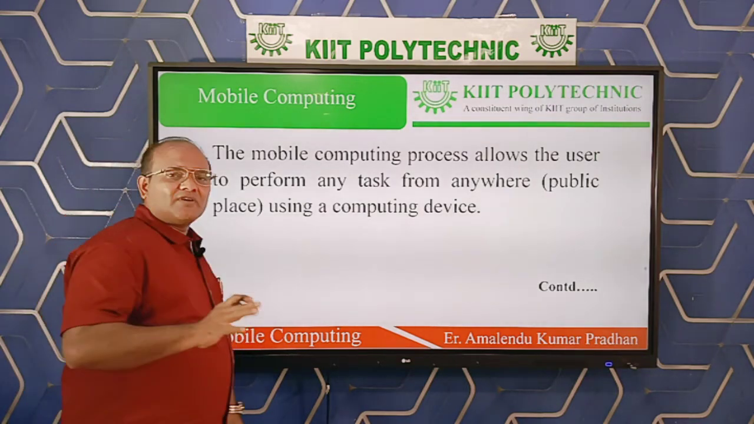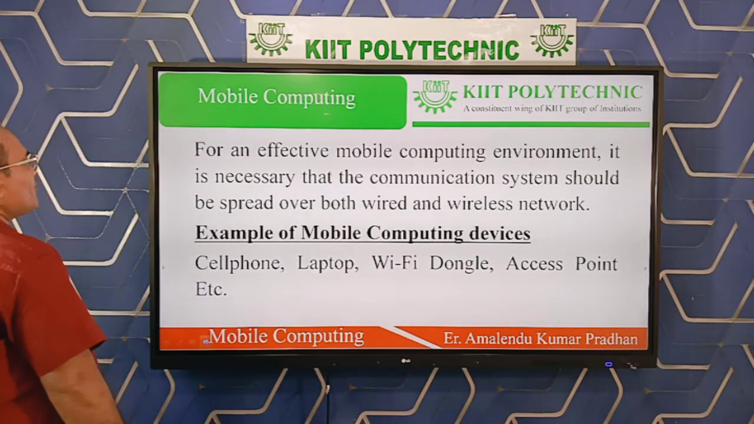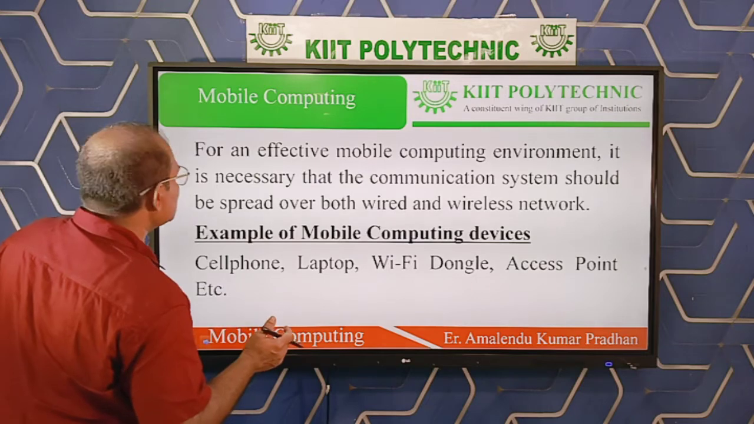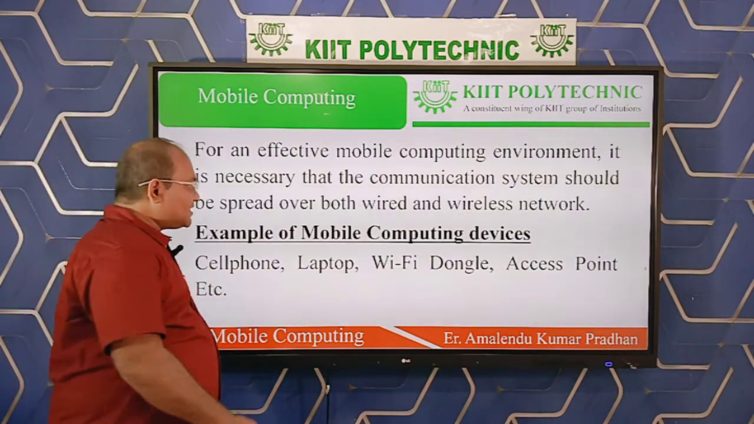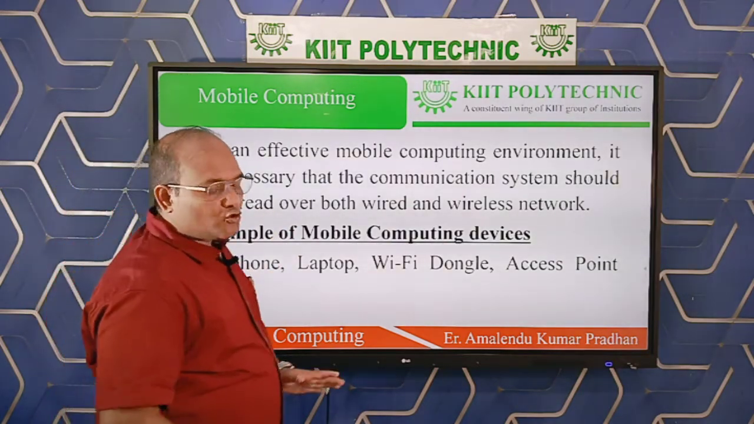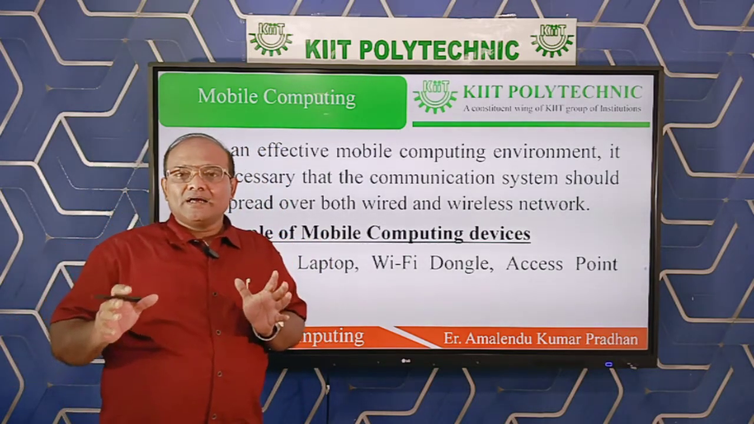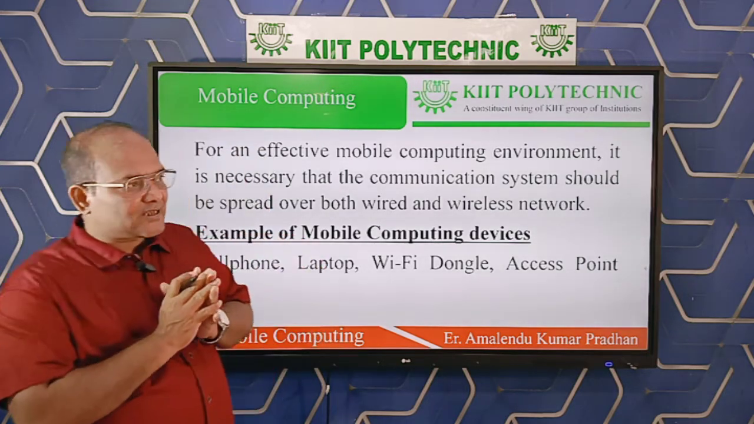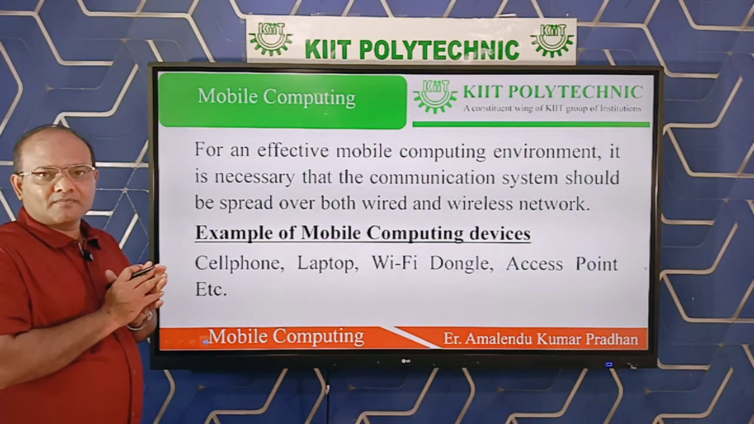So these are the various kinds of things we are doing in mobile computing. For an effective mobile computing environment, it is necessary that the communication system should be spread over both wired and wireless networks. So here, an effective mobile computing environment means your server must be connected through a wired network and you must have a strong wireless connection. Basically, this mobile computing is happening using a third party.